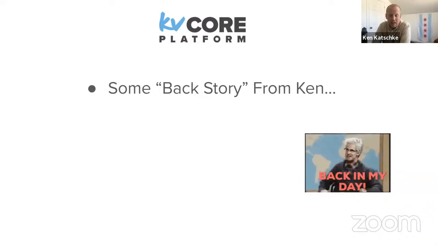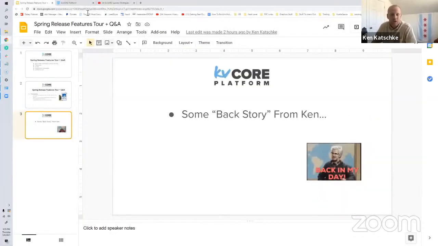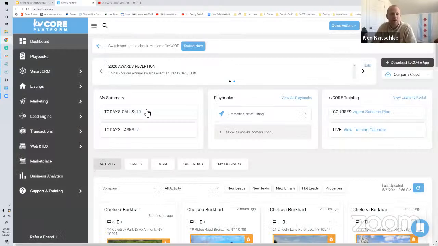Just as an example, anywhere that you can put in an MLS ID in kvCORE, you can now just search by address. So you don't have to memorize MLS IDs anymore. You can just start typing an address and a list of all the listings will come up, and you can click it and the system will take it and put in the MLS ID for you. So that's just a very small example of this great vision we had.